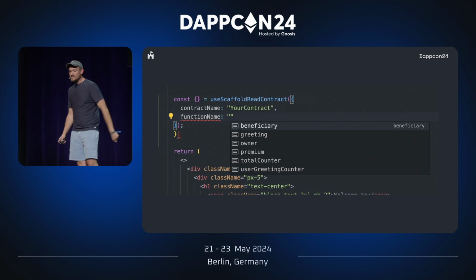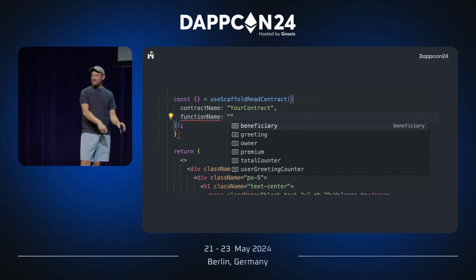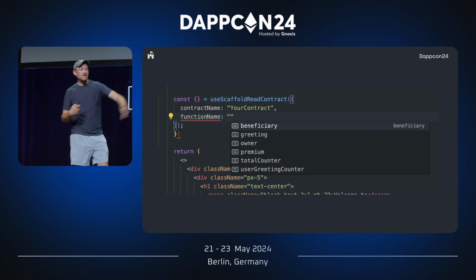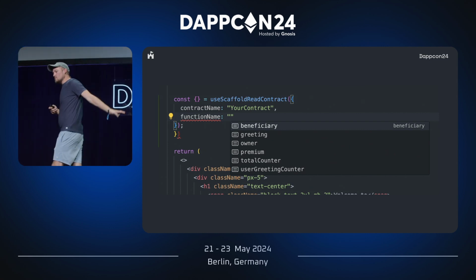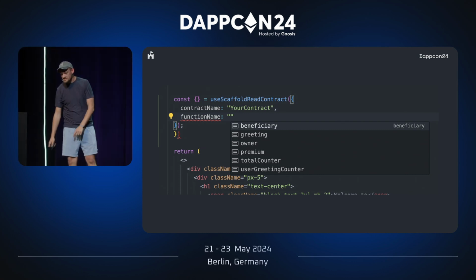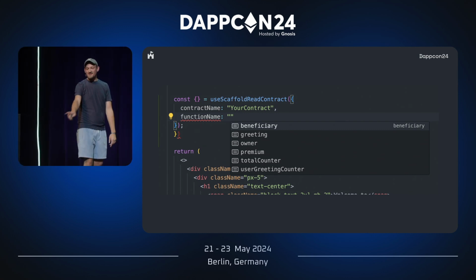I give it the contract name. Then as I type in the function name, it just gives me this autocomplete. And this is really important. It's looking at my smart contract over there in the Foundry world and giving me a hint about what function I want to use. I didn't write hardly any of this code.